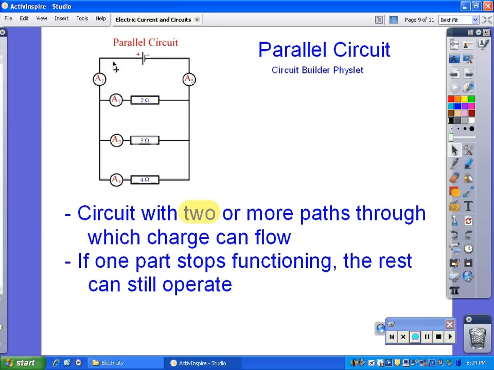If you look at this up here, this has its own path, right? Then this has its own path. And then the last one down here has its own path too. So it doesn't matter if this one went out, these two would stay lit. Inversely, if this one went out, these two would stay lit. They already have their own path. They don't need the other ones. They're independent circuits, whereas the series circuit needs each other. This one doesn't need it.